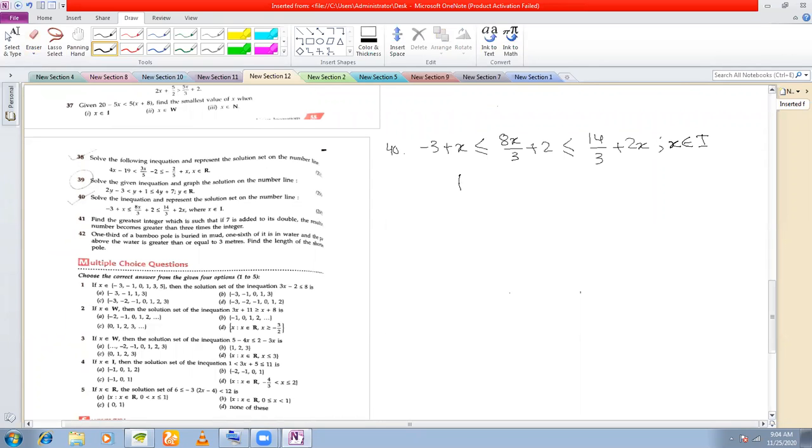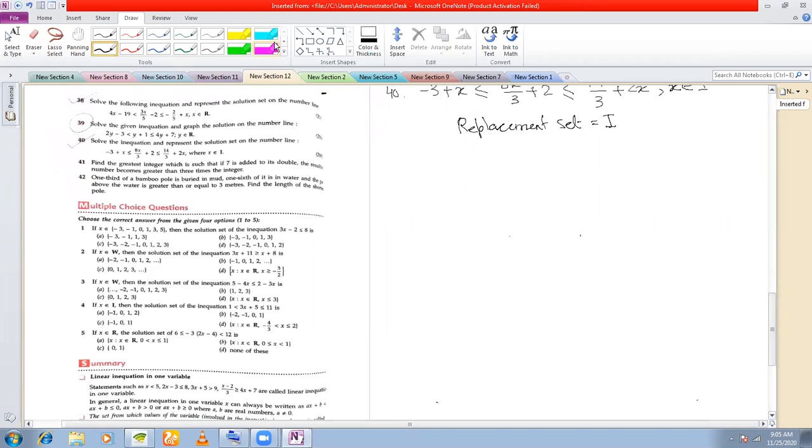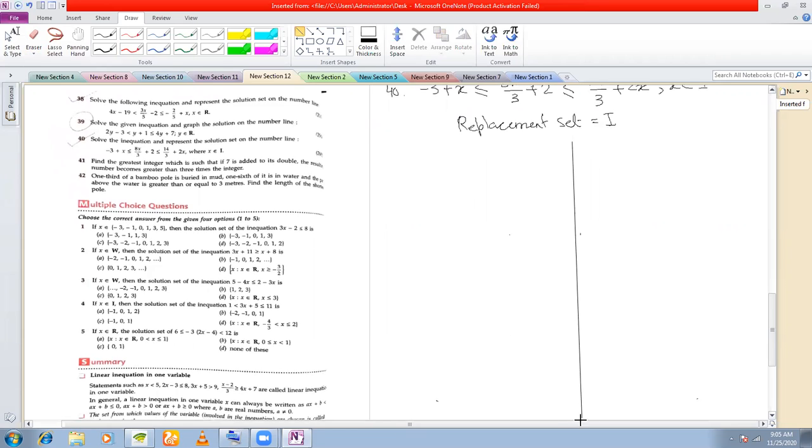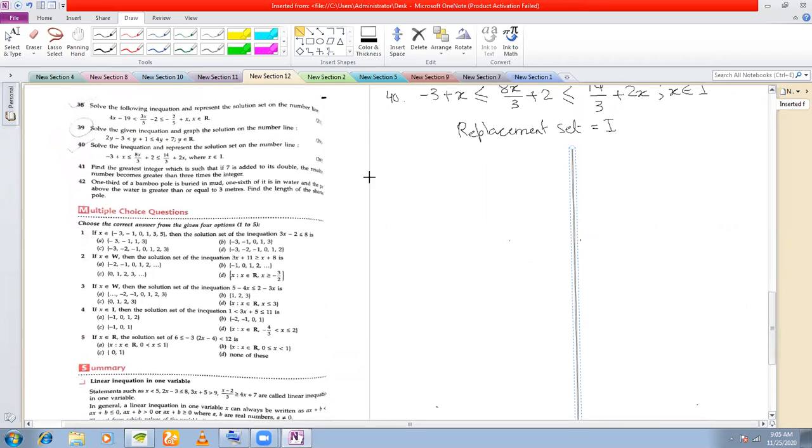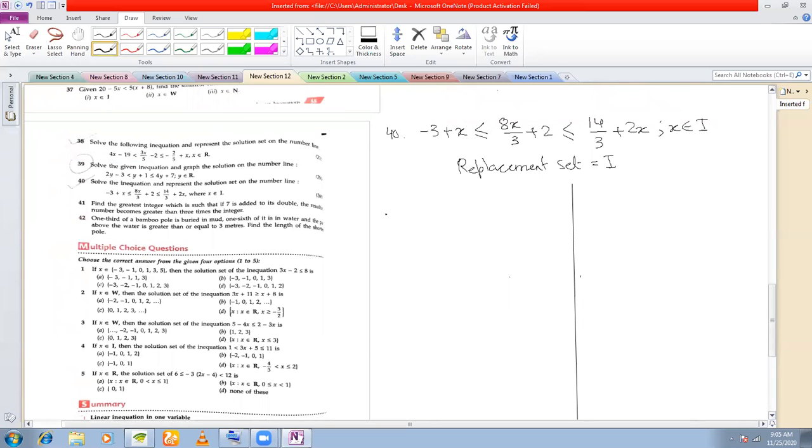Okay, so the replacement set is the set of integers, and you need to solve this inequality. So x can assume only values that are integral. Only integer values x can accept. So let's see, this inequality can be split into two.